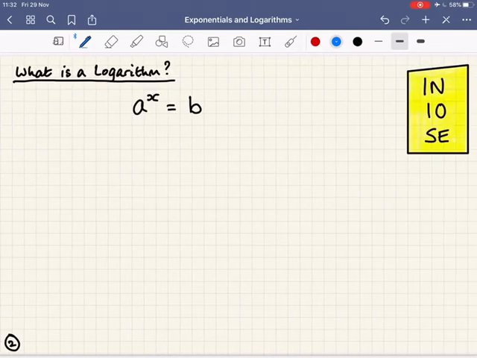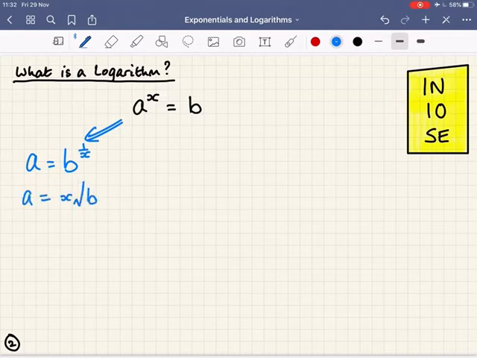So in the previous videos we were looking at the world of exponentials, and we're very used to an expression of the form a to the x equals b. And we know that we can rearrange that so that if we wanted to know what a is, we can simply rewrite that. Hopefully you will recognise that a is b to the power of 1 over x. So if we had a squared equals b, a would be the square root of b, so b to the power of a half. Or a equals the root of b in this case would be another way of writing the same thing.